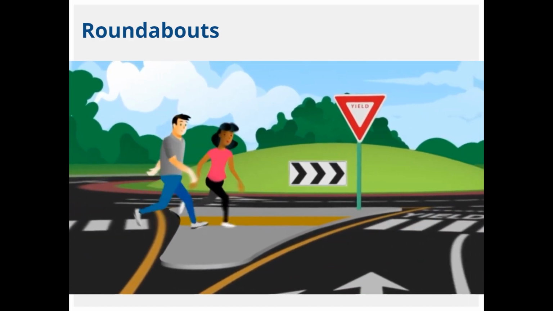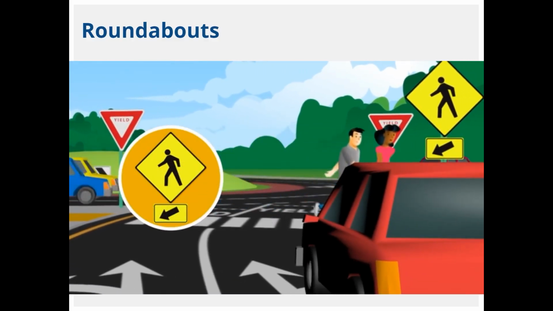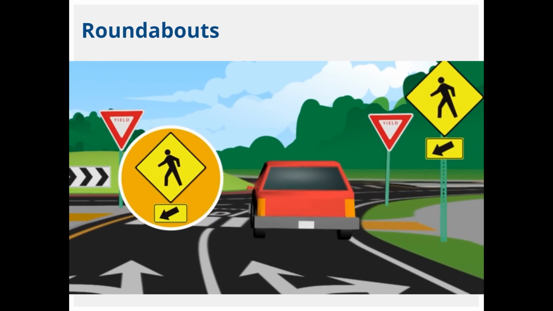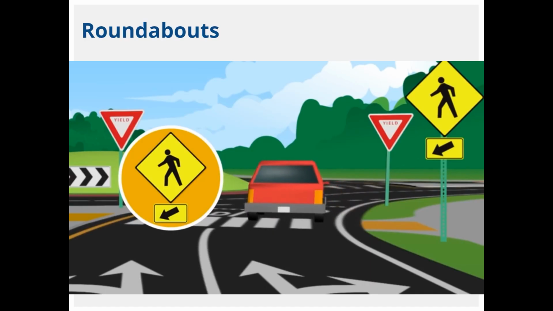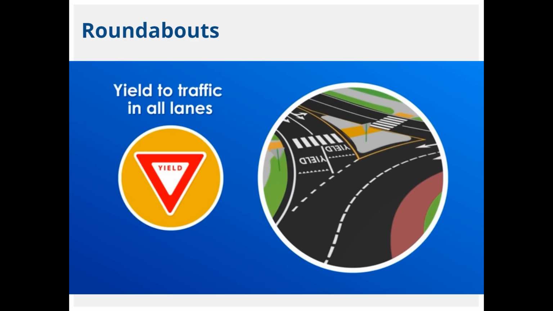Keep looking around and check the crosswalks to see if anyone is waiting to cross or is already crossing. Be ready to stop and let them safely finish. When the crosswalk is clear, look around for traffic already in the roundabout. Then, be ready to yield. You must yield to traffic in all lanes of the roundabout, not just the lane closest to you. Remember, yielding means letting others go first and stopping when necessary.